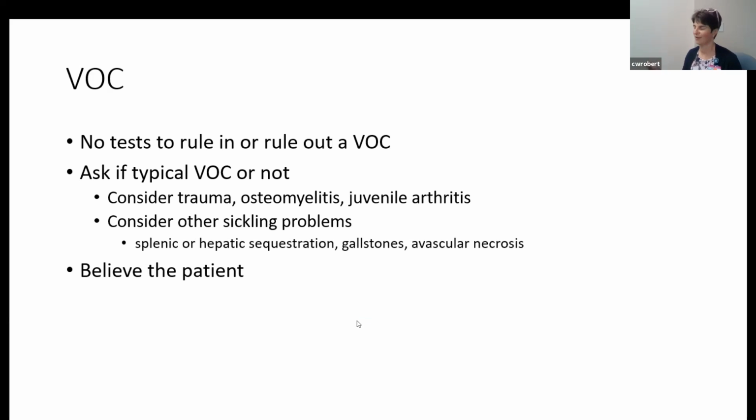But there's really no test, but you do expect some inflammatory markers to go up. And then it's important to ask the patient, "Is this your typical pain crisis or not?" Because a lot of these patients, especially teenagers, know what typical acute pain feels like. And if it's not typical, think about, is there an osteomyelitis?